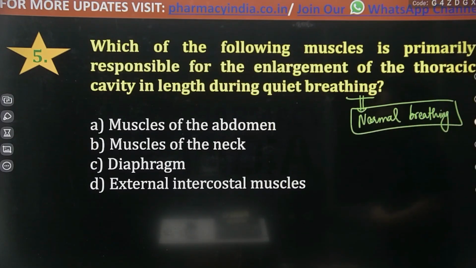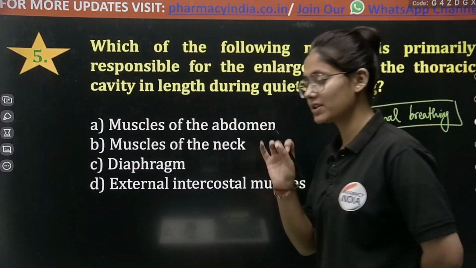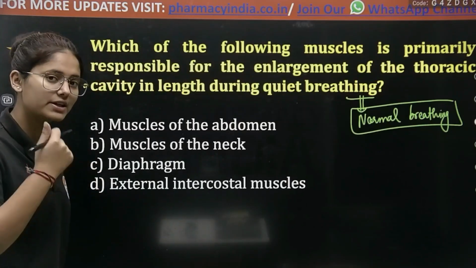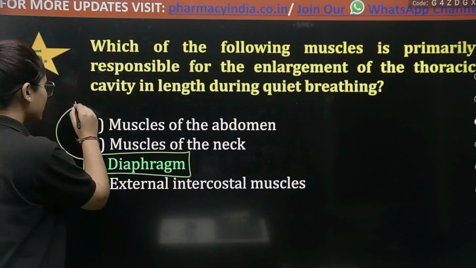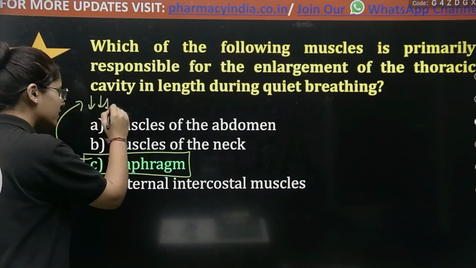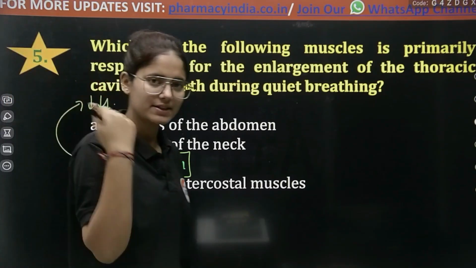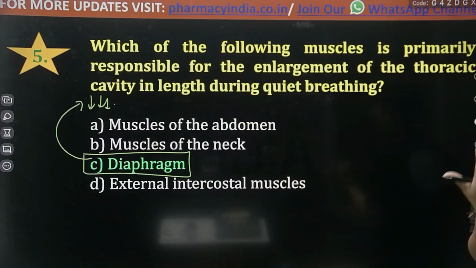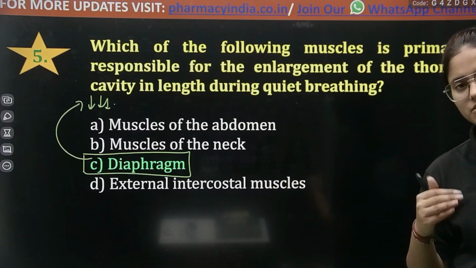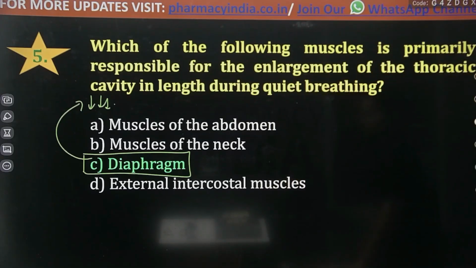Muscles of the abdomen, muscles of the neck, diaphragm or external intercostal muscles. Which of the following muscle is primarily responsible for the enlargement, means for increasing the area? Correct option is diaphragm. Why? Because diaphragm moves inwards. Clear? Inwards you can say downwards. Clear? So that the area will increase and pressure decreases, same as above.